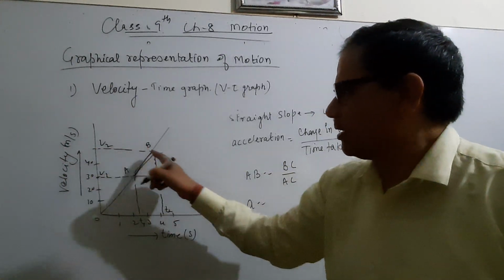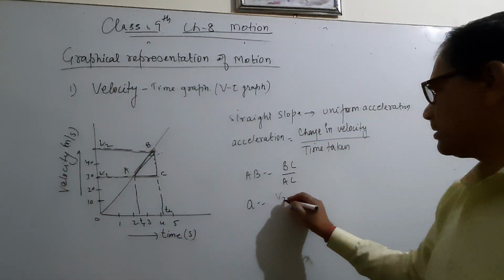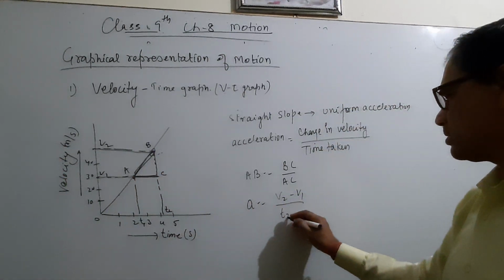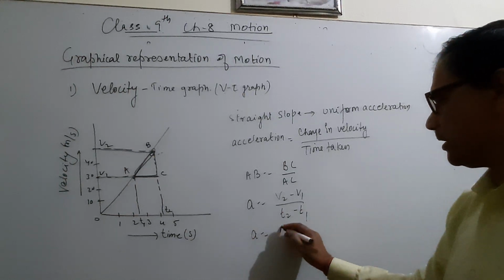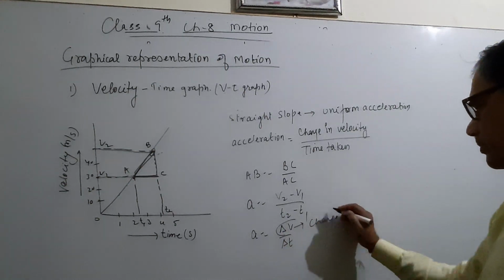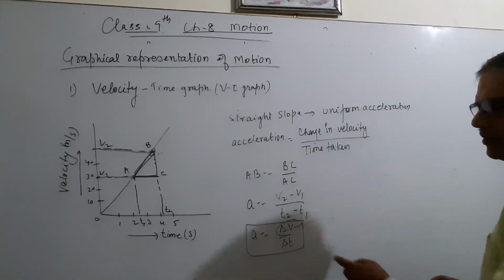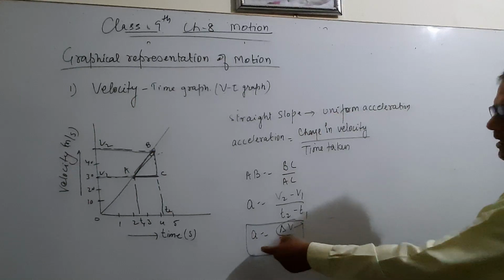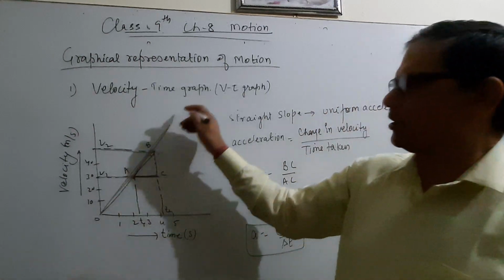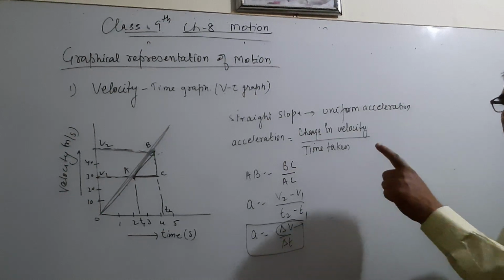and here BC means V2 minus V1. B is the point, this is V2, and C this is V1. V2 minus V1 upon the time taken from here to here, T2 minus T1. And generally it also represents delta V upon delta T, where delta V means change in velocity, delta T means change in time. It means change in velocity in an equal interval of time is known as acceleration. It means this slope represents the uniform acceleration. This is the graphical representation of uniform acceleration in a VT graph.